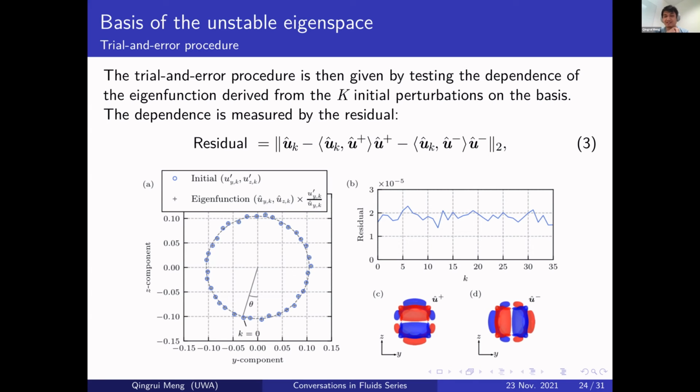And the second figure is the value of the residue. We found that for all the eigenfunctions, they all have a very, very small residue. That means the U plus and U minus are actually just the orthogonal and normalized base functions for the unstable eigenspace of the regular transition.